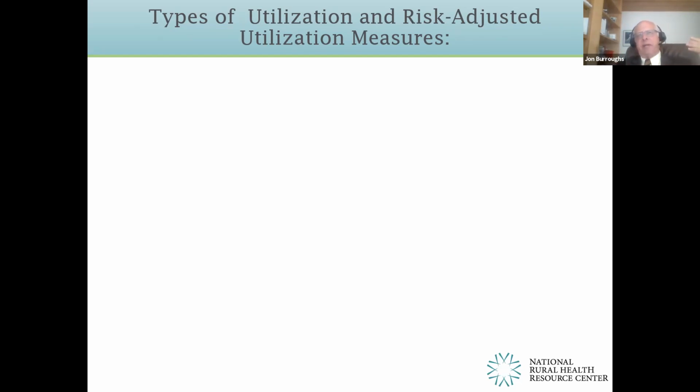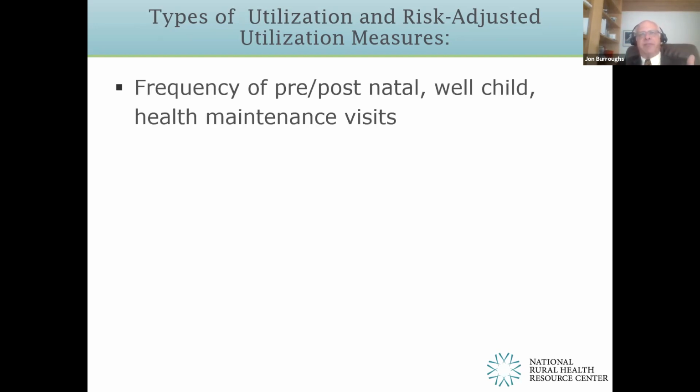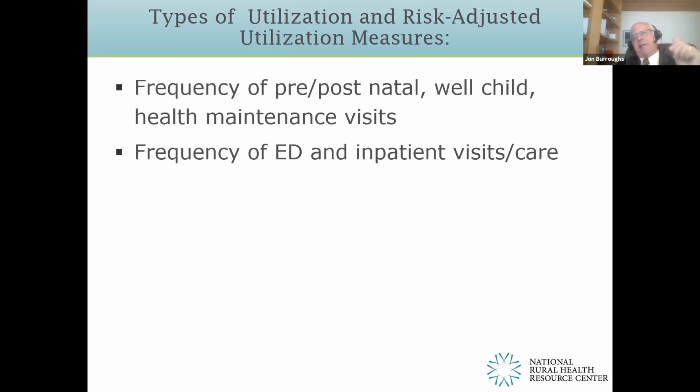And obviously, some of the measures are frequency of prenatal and well child health maintenance visits, and frequency of ED and inpatient visits. You want the first bullet to go up, you want the second bullet to go down. Mental health is key. Mental health accounts for 50% of the costs of people with chronic disease. The reason why people smoke, drink alcohol, drink caffeine, take illicit drugs, take opioids, overeat, et cetera, is because of mental health issues. They're treating mental health symptoms dysfunctionally and in a self-destructive way.